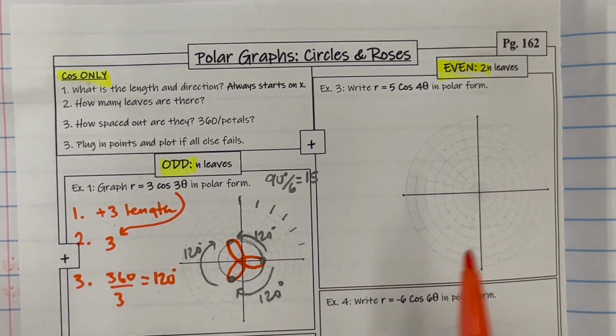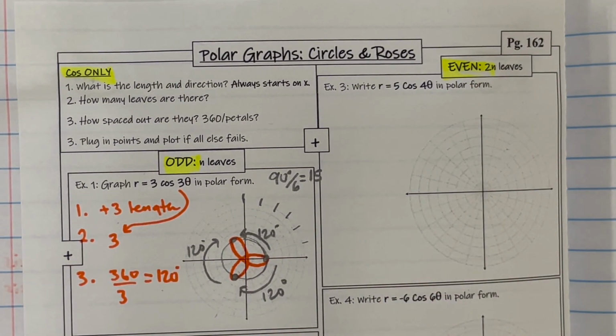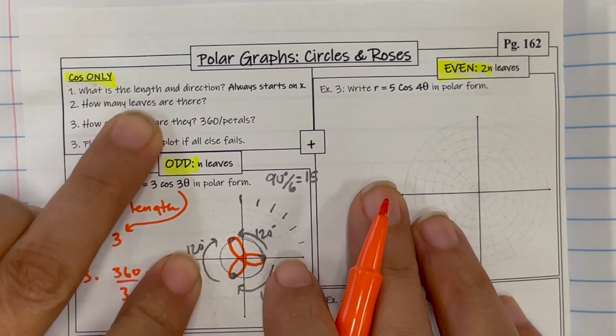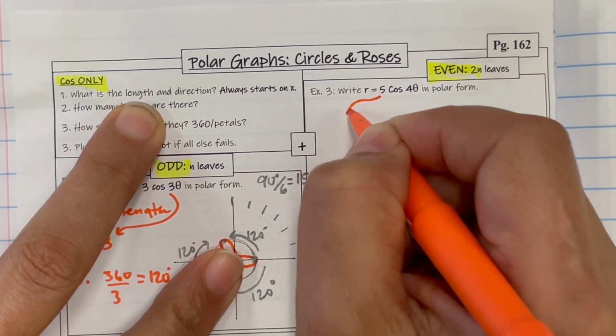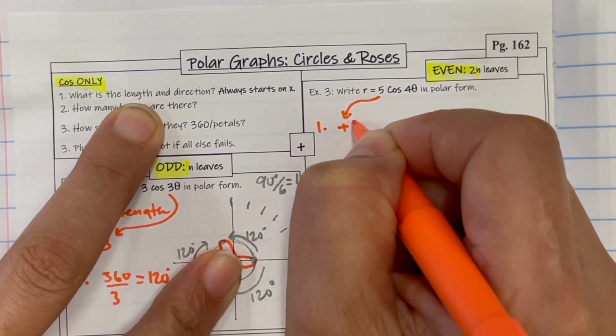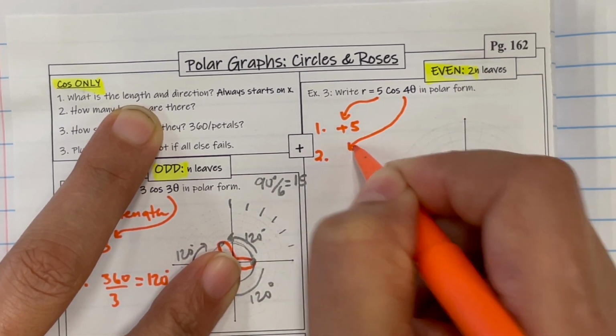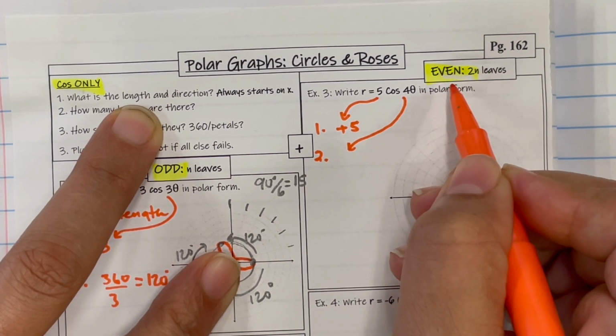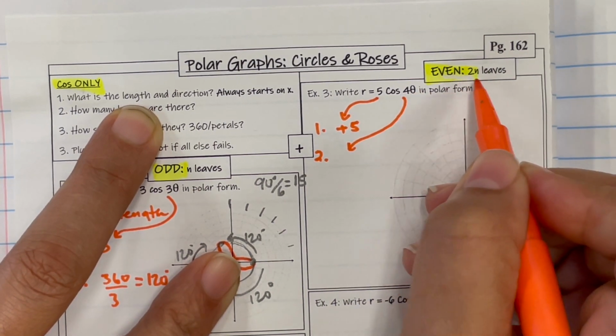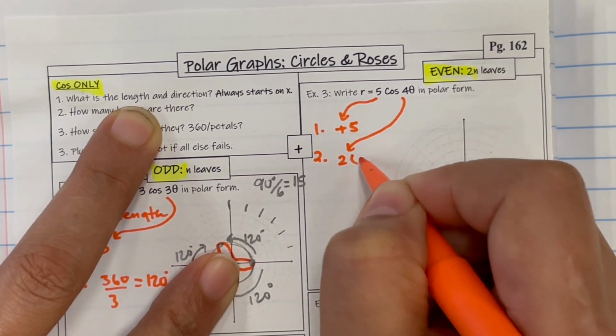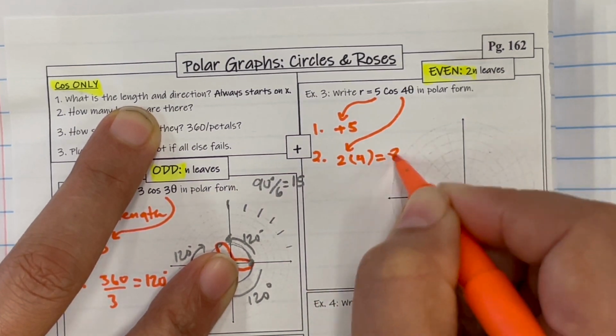The only difference is the number of petals. That's the only thing that changes. So again, you still follow the same steps. What is the length? So this gives me the length, so it's n = 5 is my length. Number 2, how many petals are there? When it is even, instead of it being the number of petals, it's twice whatever n is. So this is going to be twice 4, which is 8. So there are 8 leaves.